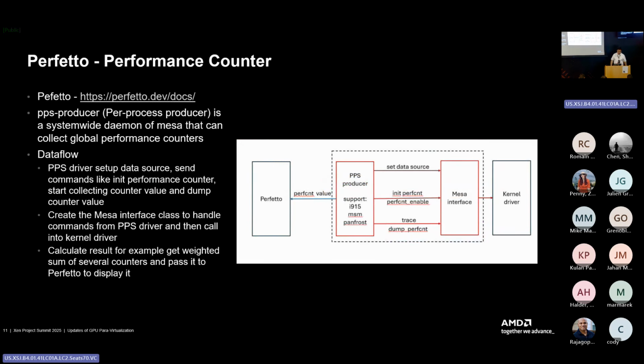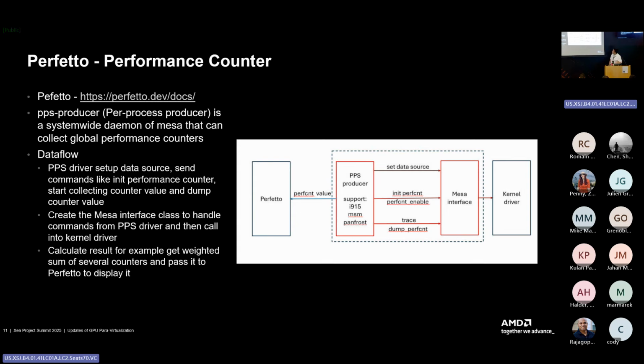Okay, the second is the Perfetto support. And okay, what is Perfetto? Perfetto is a web UI application that can visualize GPU traces and record some system-level and application-level traces. It is very useful for debugging. We developed a PPS producer for AMDGPU, and this is a system-wide daemon of Mesa used to collect the global performance counters. And please see the picture.